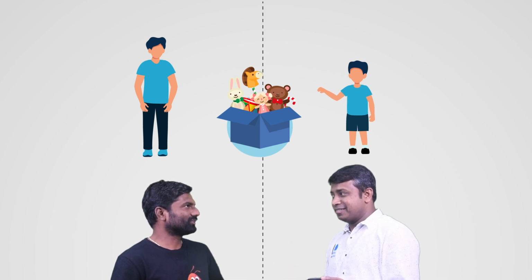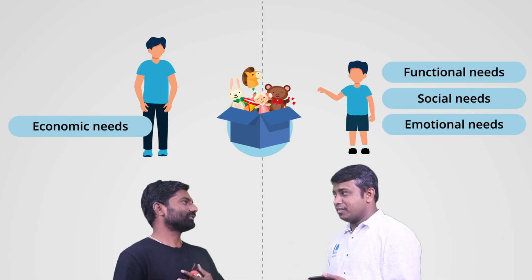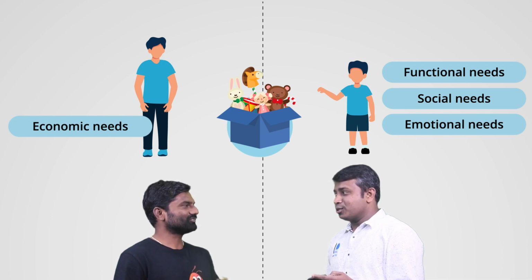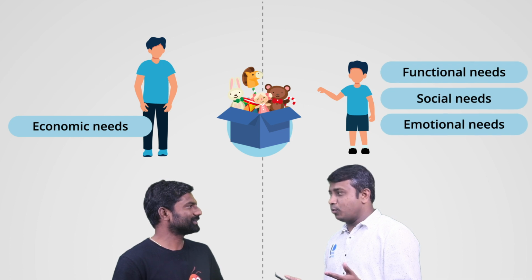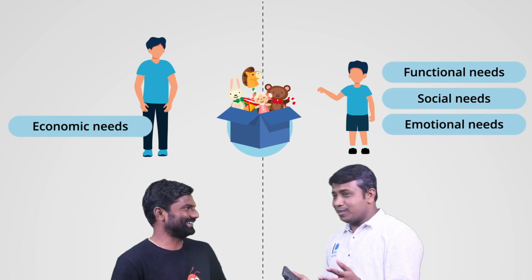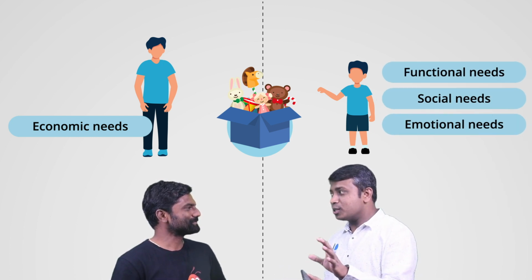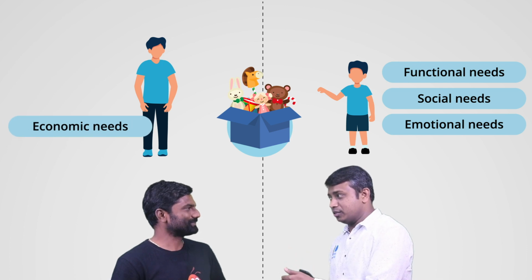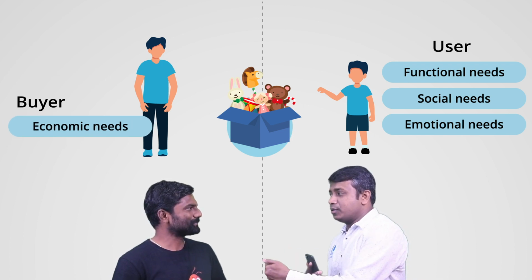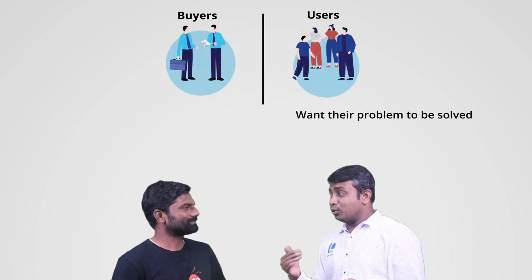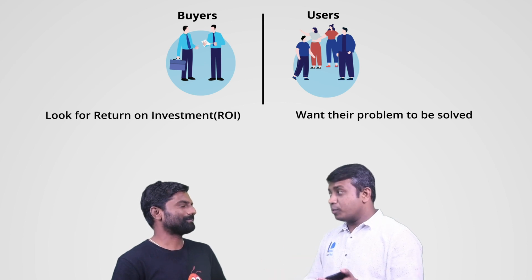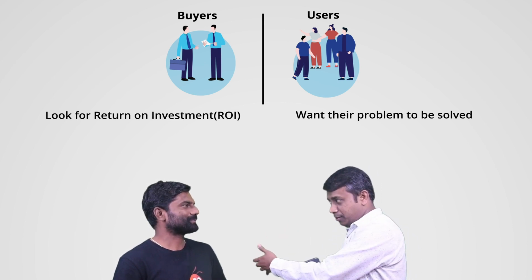So when you're purchasing, are you looking at all the needs? For Dhruva, probably I will look at three needs. The economic one, probably I will keep it. The rest, functional, social and emotional, I will look at from him. Mostly what happens is Dhruva wants everything, but you might buy only certain things based on your economic needs. So that's the difference between user and a buyer. Users want their problem to be solved, whereas buyers look for return on investment. So you might have to demonstrate return on investment for them.